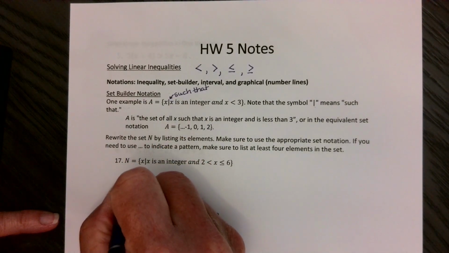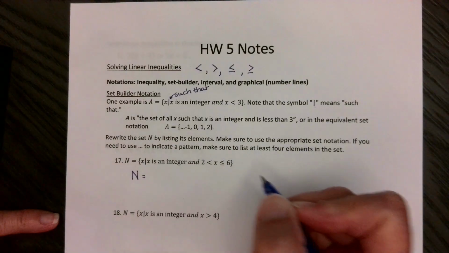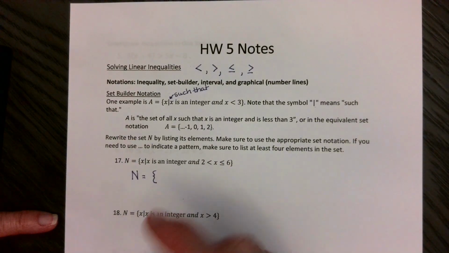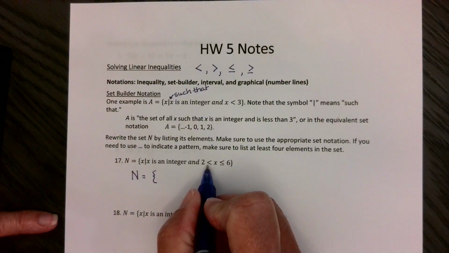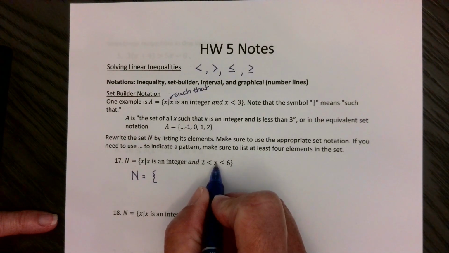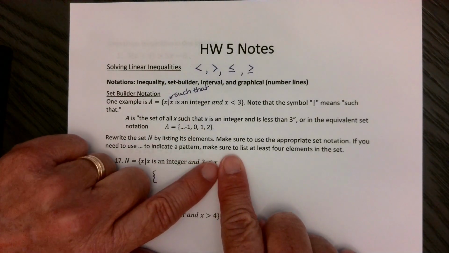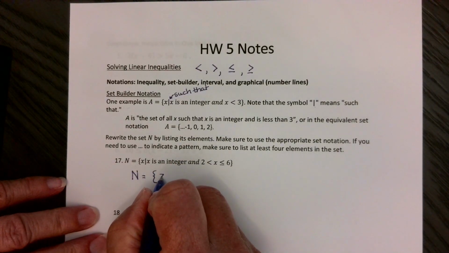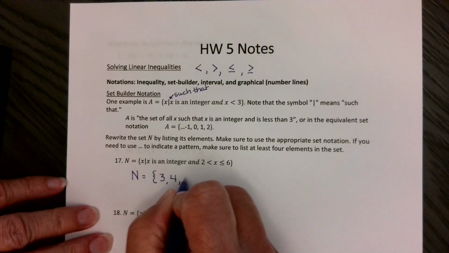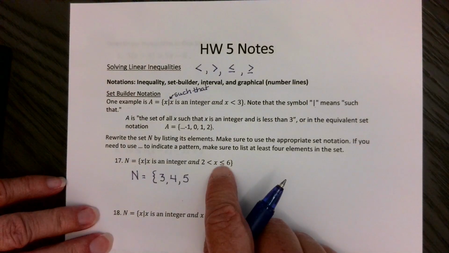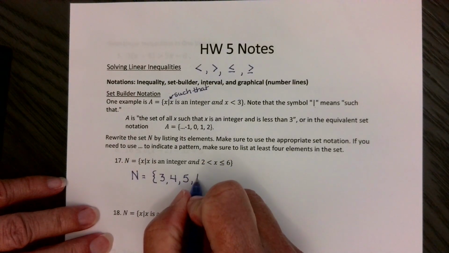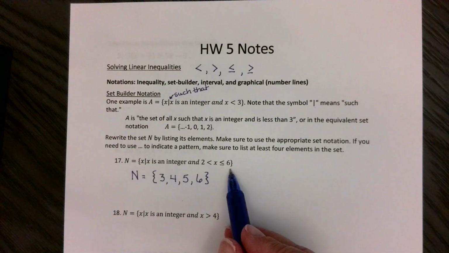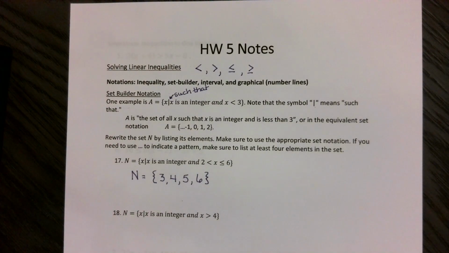All right, so we have N. We've got to label the set. Now we're not going to use a dot dot dot because x is between 2 and 6, but it's not equal to 2. 2 is less than. If I cover this up, I can also read this as x is greater than 2. Well, those numbers would be 3, 4, 5, and because of that equal sign right there, we're going to also list 6. Those are all the integers between 2 and 6, but it includes 6 because of that equal sign.